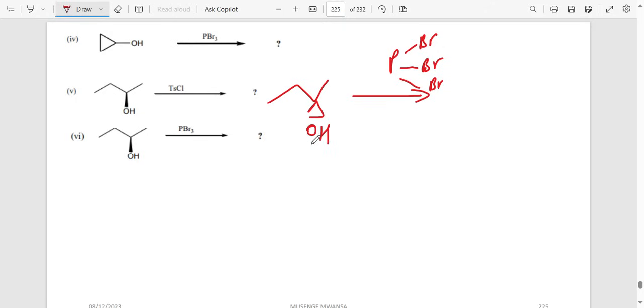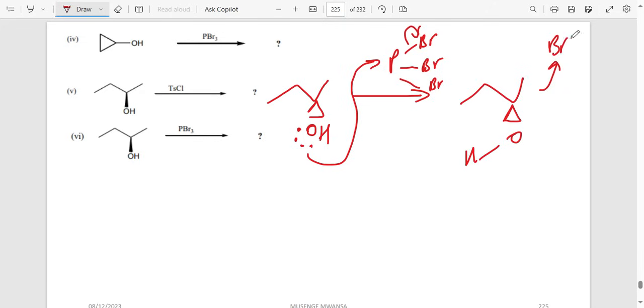Okay, this one. What do we think is going to be the first thing that happens? This one is going to go and attack. This bond breaks off. Don't forget, we have a Br that has been released, because this one will come in at the end to act as a nucleophile. And then we have P, Br, then another Br. C is positively charged.